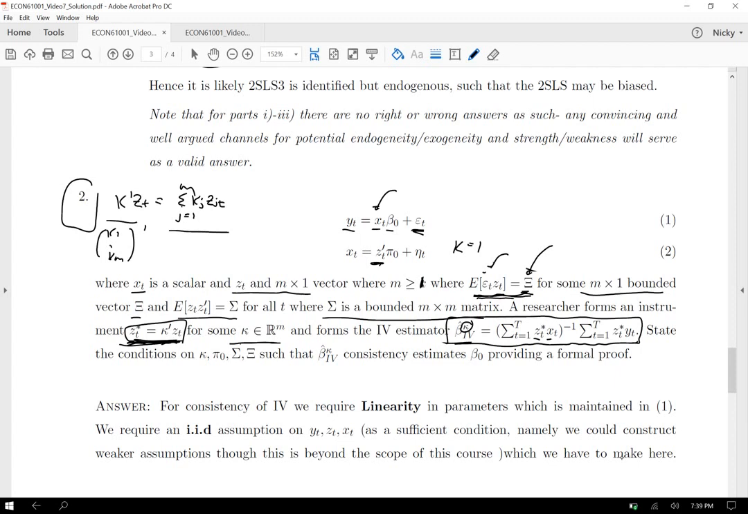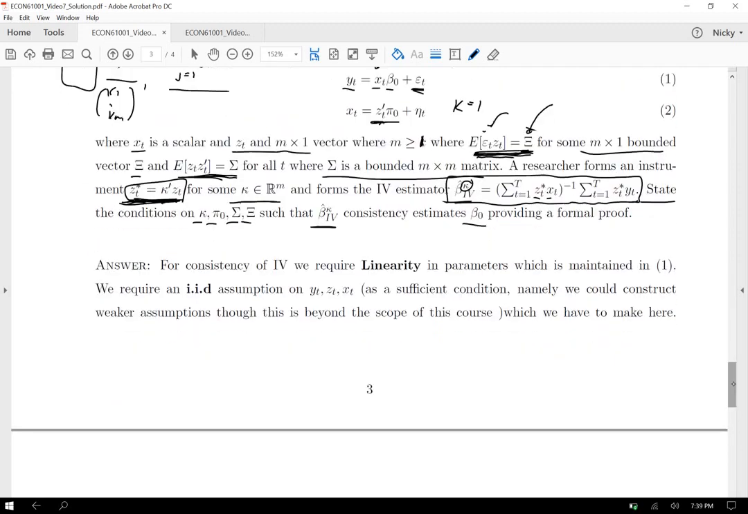The question says, state the conditions on kappa, the way we weight the matrix, pi naught, the effect of the instrument, sigma, the covariance matrix of z, and then xi, the covariance between epsilon and the z vector. Give the conditions such that this instrument will consistently estimate beta naught. So again, first off, we need to write down what that means. That would mean we want to find the conditions on all these variables which give us this result. So firstly, make clear what consistency means formally, and then we're going to show it.